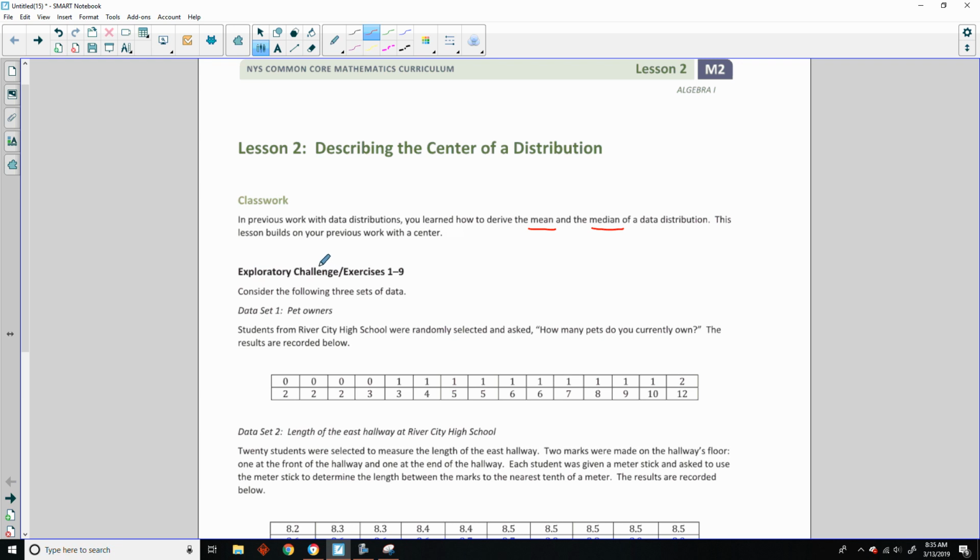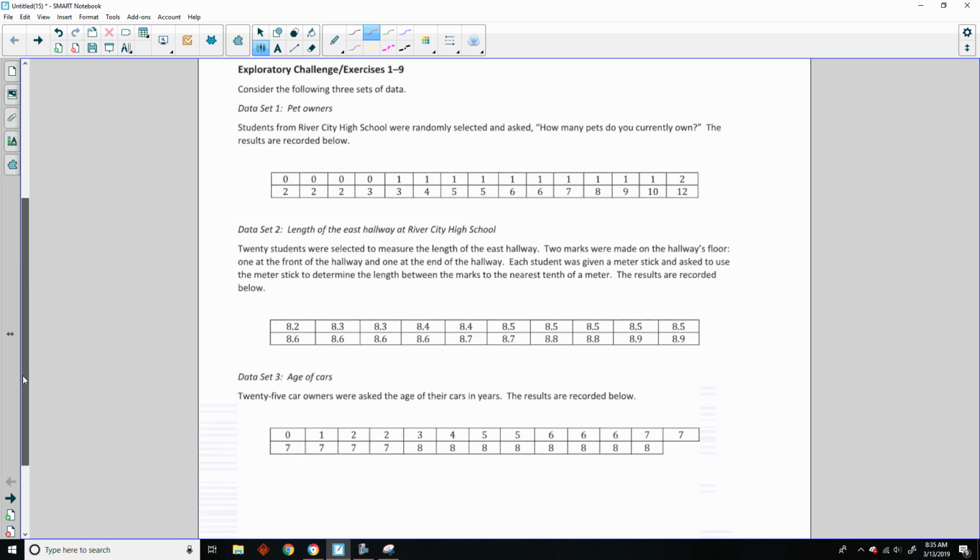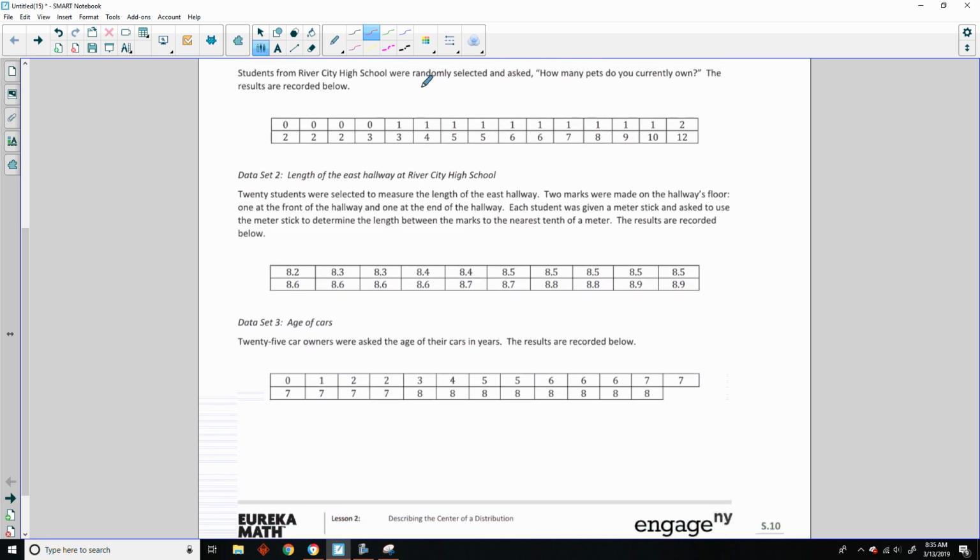Exploratory challenge, exercises 1 through 9. It says to consider the following 3 sets of data. So we have data set 1 with pet owners. Students from River City High School were randomly selected and asked, how many pets do you currently own? So the key here is a random distribution. The results are recorded below.